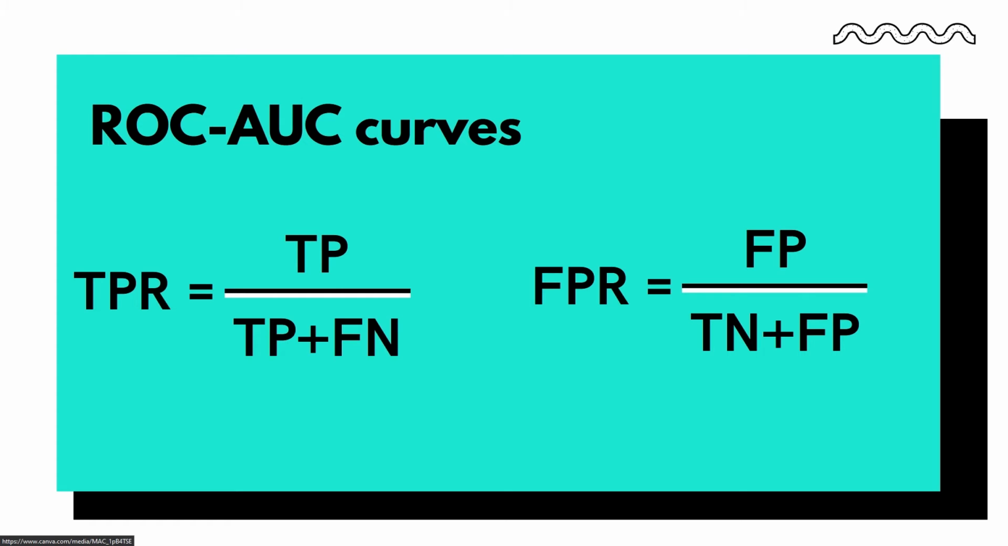To obtain the ROC-AUC curve, we need to plot the true positive rate, also known as TPR, against the false positive rate, also known as FPR. The equations for both values are presented here, where TP corresponds with true positives, FN corresponds with false negatives, and FP and TN correspond with false positives and true negatives respectively.